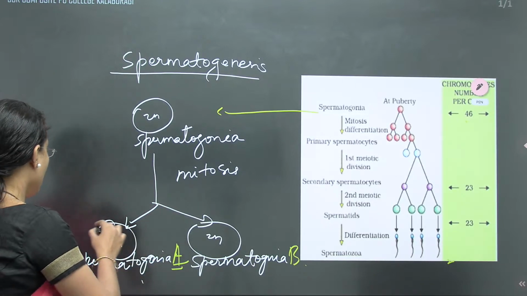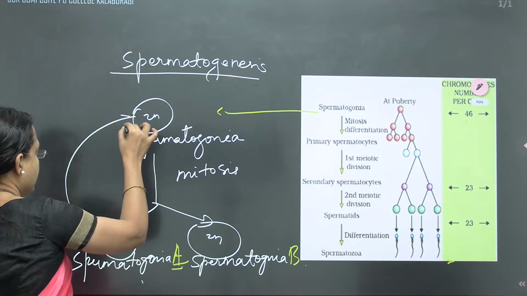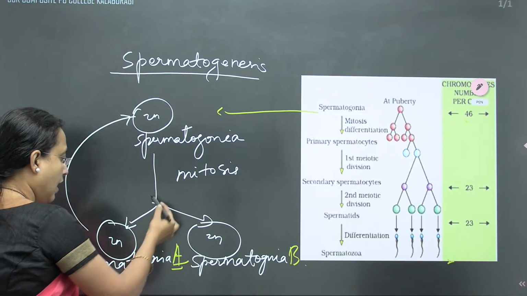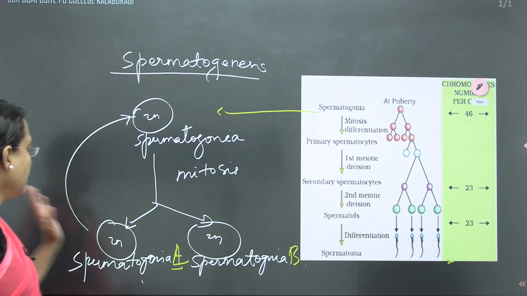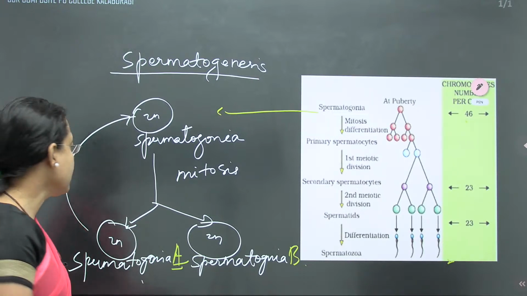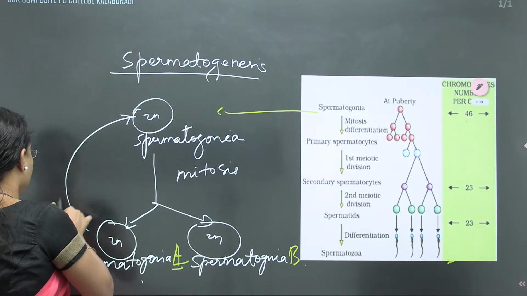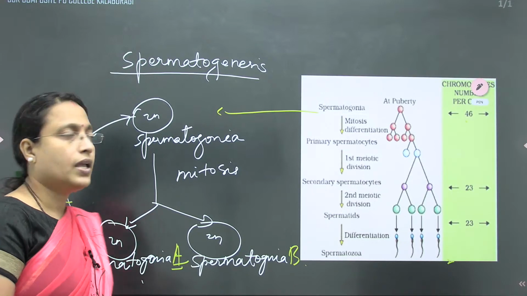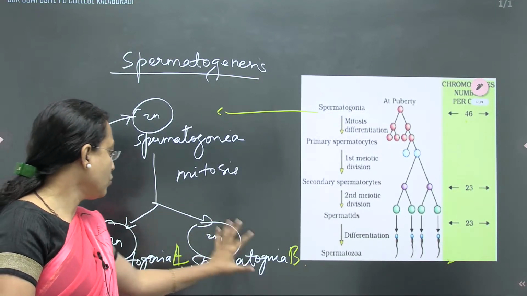Now spermatogonia A again has the capability of dividing by mitosis and again gives rise to A and spermatogonia B. So that is the nature of this cell called spermatogonia. Understand? Now, therefore, what can it be called? Stem cell. It can be called a stem cell. It has the property of dividing and forming two groups again.